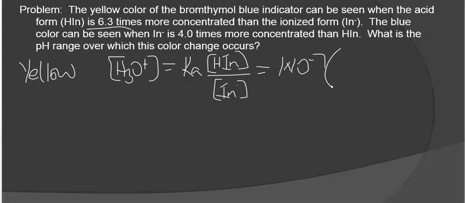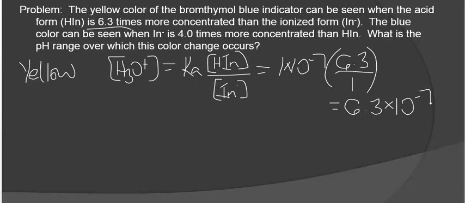So HIn would be 6.3 compared to the ionized form, which has a value of 1. So my H3O+ concentration would be 6.3 times 10 to the negative 7th for the yellow color, and that corresponds to a pH, when I take the negative log, of 6.2.